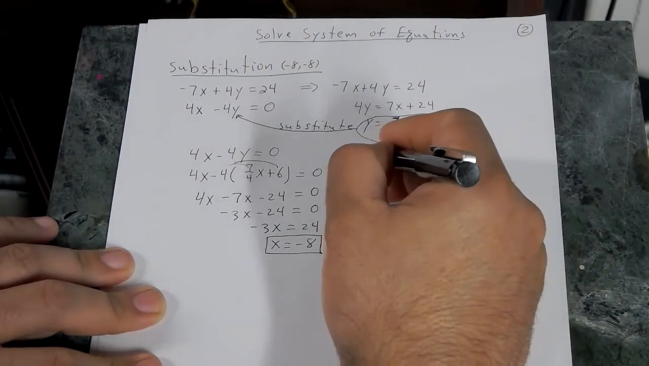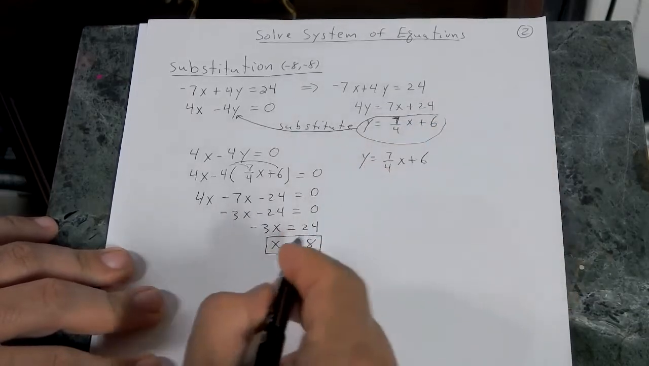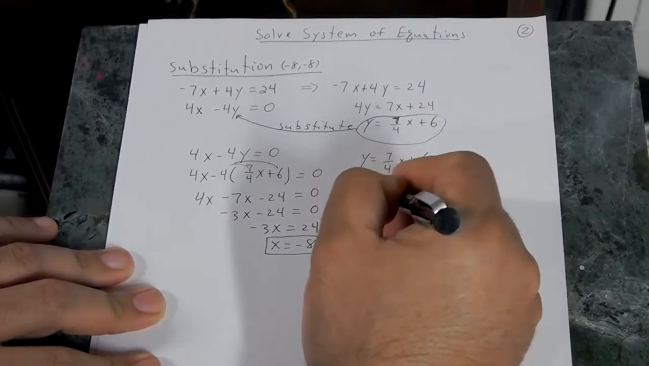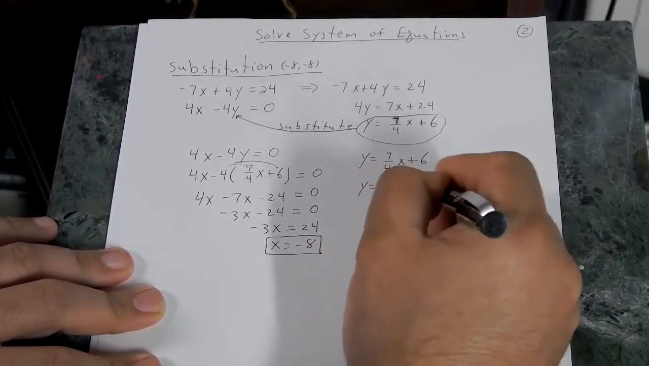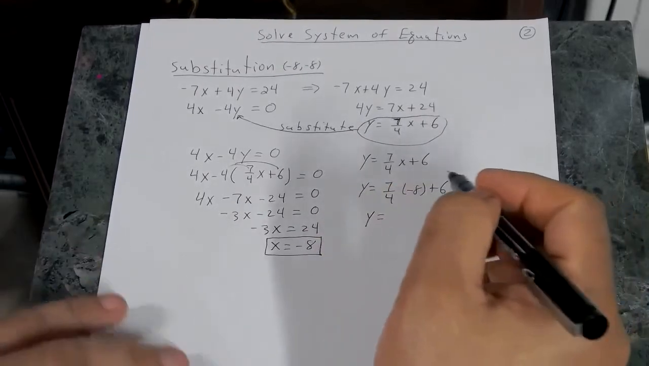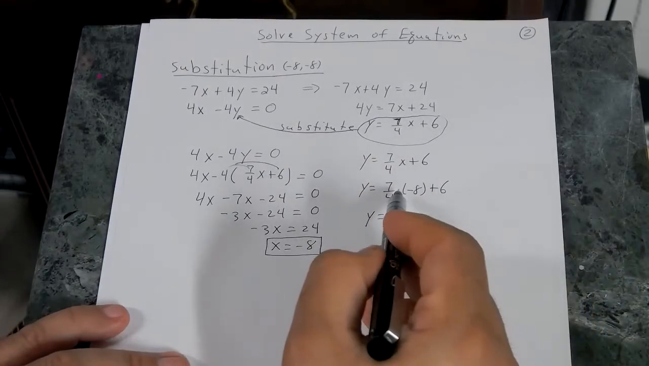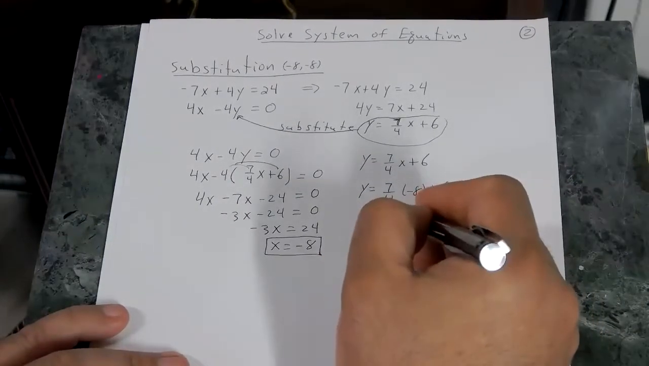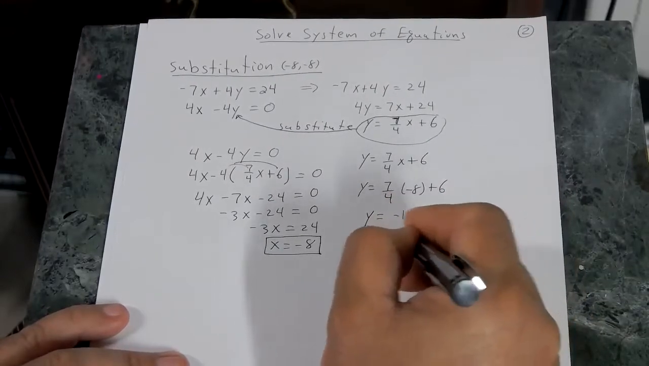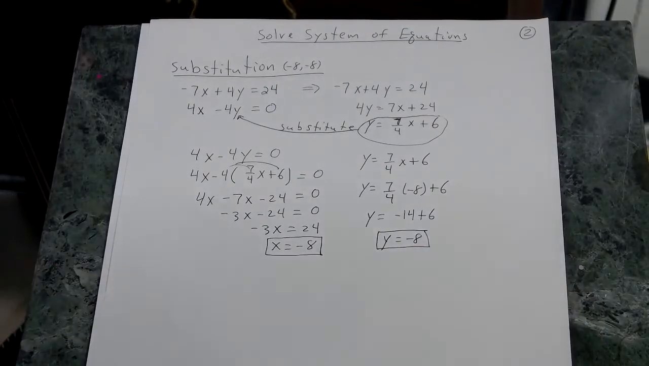So I have y equals 7/4 x plus 6. Substitute x to be negative 8. Y equals 7/4 times negative 8 plus 6. So y equals negative 7/4 times 8. That gives me negative 14 plus 6. So y is equal to negative 8.